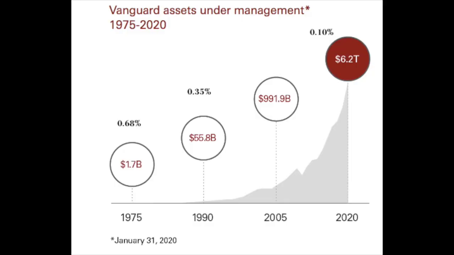Looking at this graph, the numbers in the circles show the assets under Vanguard management starting in 1975 up until today. It started at 1.7 billion in 1975 and today it sits at 6.2 trillion. Then you can see numbers above, which I've added into this graph, and these numbers show the fees that have changed over time. As the assets under management have increased, the fees that Vanguard charge have also decreased. Back in 1975, the fees sat around 0.68% for their funds, whereas today the average fees for Vanguard funds sit around 0.1%.